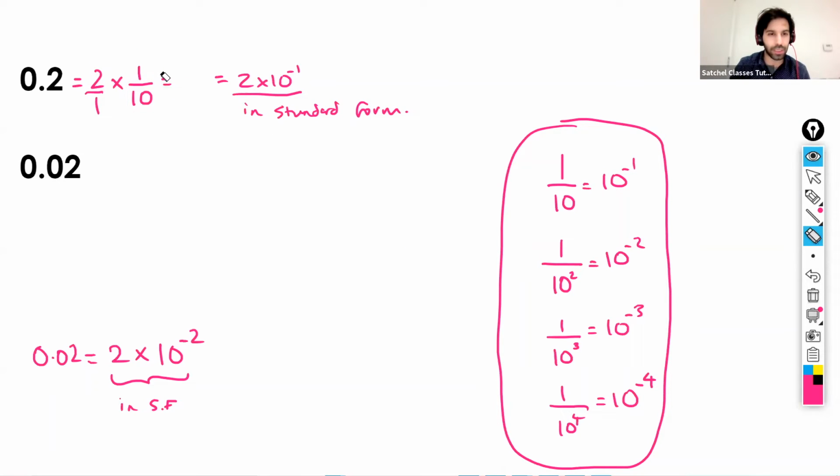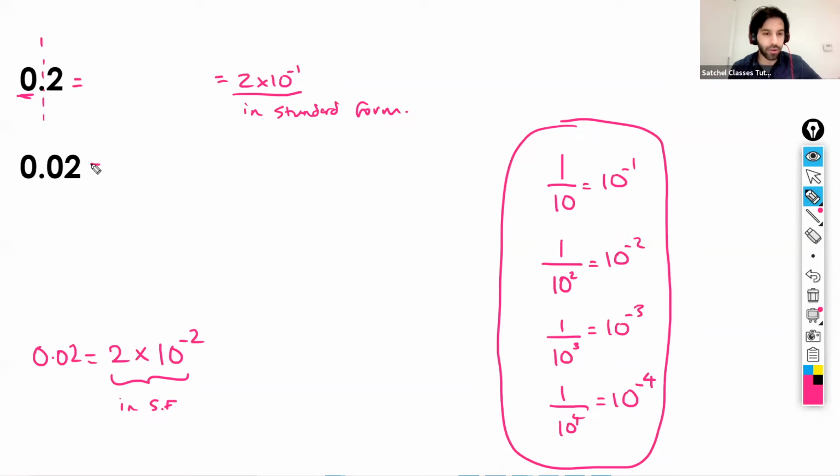Hopefully you will be able to see. Over here, this is our first non-zero number. And after our first non-zero number, we have 1 digit. So our answer is going to be 2 times 10 to the power of negative 1, the 1 being 1 digit after our first non-zero number.